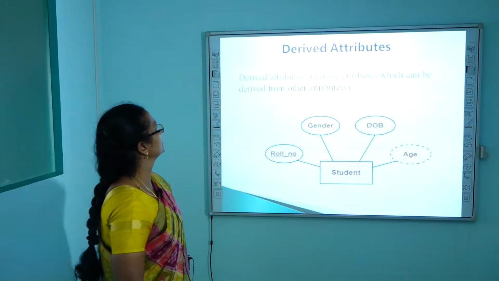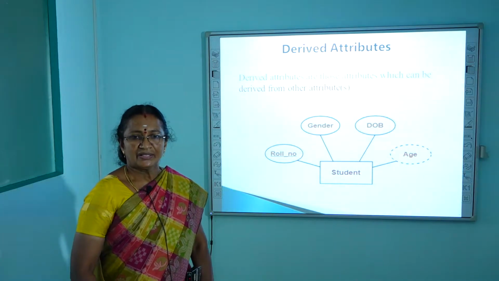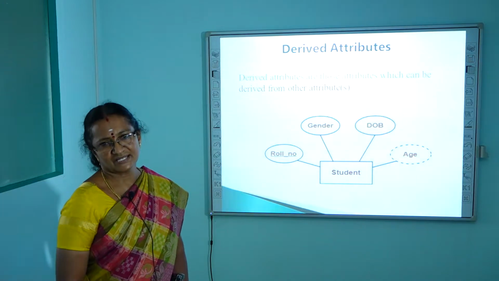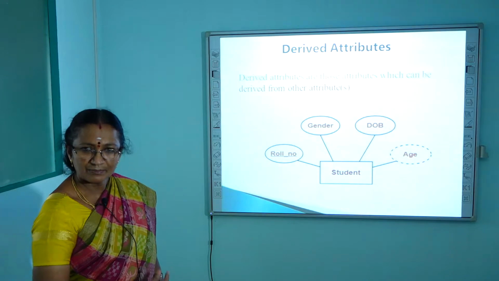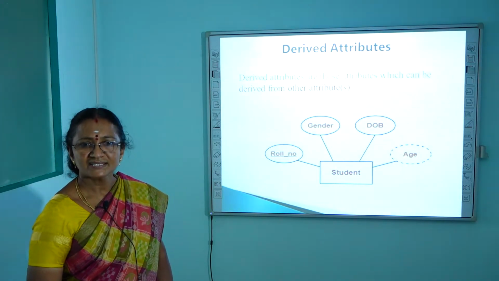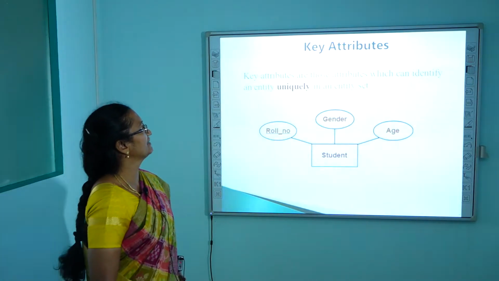The next one is derived attributes. Derived attributes means value is derived from the previous attribute. Here we are having the date of birth attribute. From this attribute, we can derive the age by subtracting date of birth from the current date. This is derived attributes.